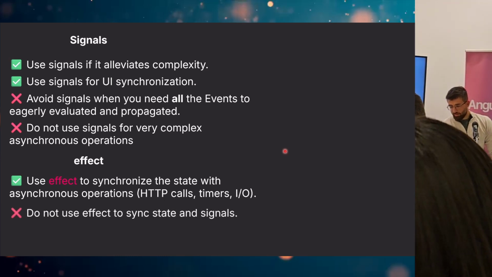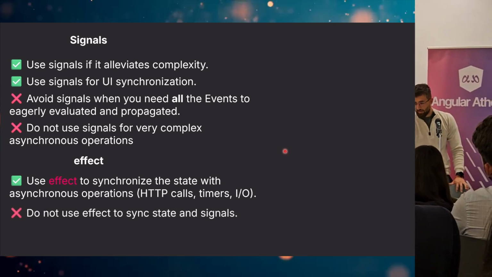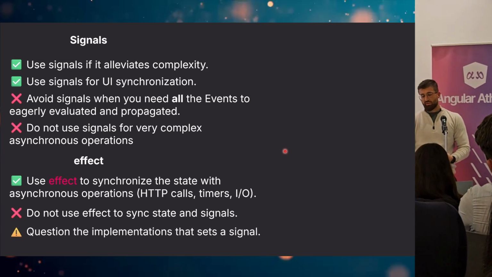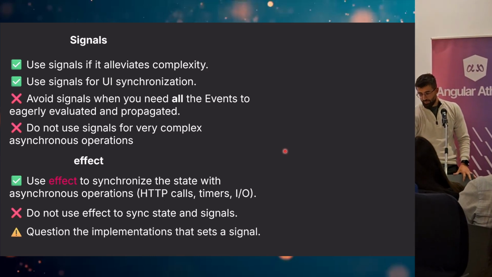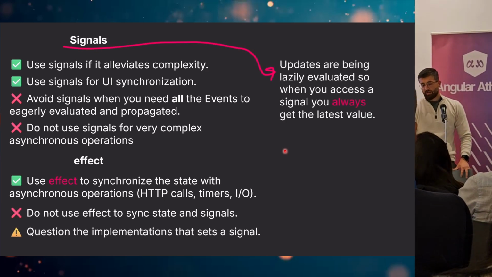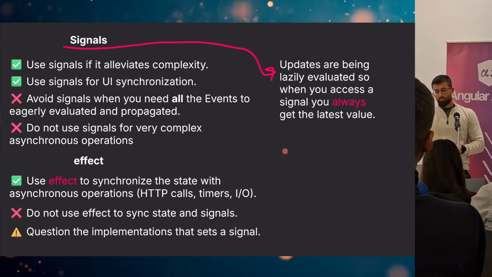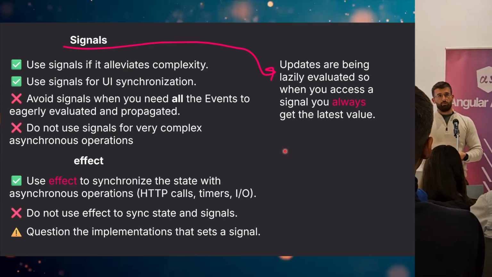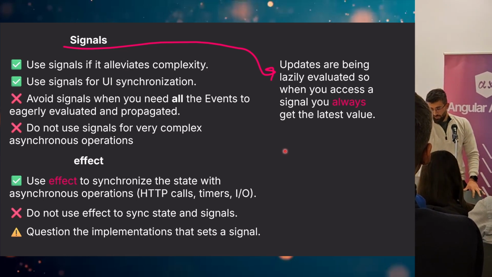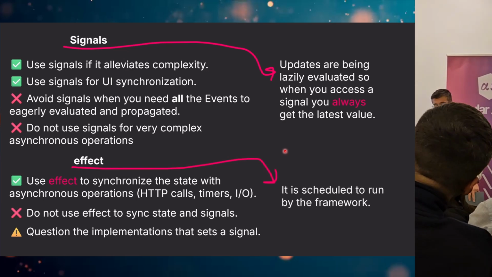And do not use effects to synchronize the state with signals, and try to question implementations that set the signal. And the two main ones, in my opinion, keep in mind that signal updates are lazily evaluated, and when you're trying to access signals, you always get the latest value. And that the effect is scheduled to run by the framework.